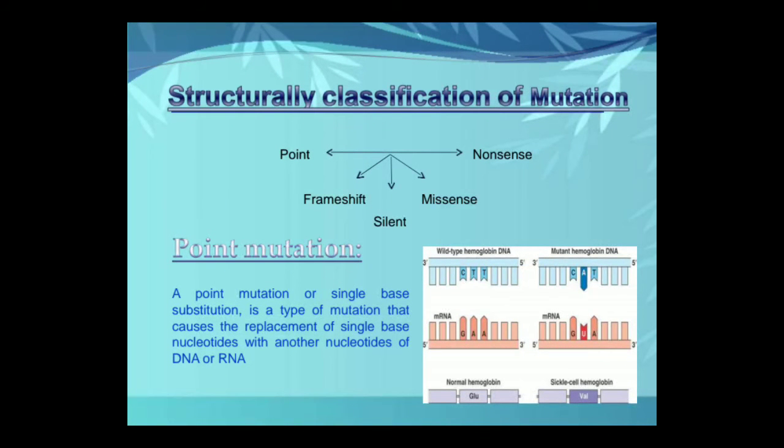Here you can see the different types of mutation falling under the category of structural classification. We'll start with the point mutation. A point mutation, or single base substitution, is a type of mutation that causes the replacement of a single nucleotide base with another nucleotide of DNA or RNA. In the diagram, you can see wild type hemoglobin DNA CTT, where only the single T is replaced by A. In a similar manner, in the mRNA GAA, the central A base is replaced by the base U. So this is the point mutation.